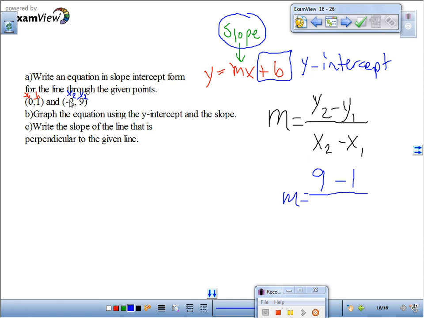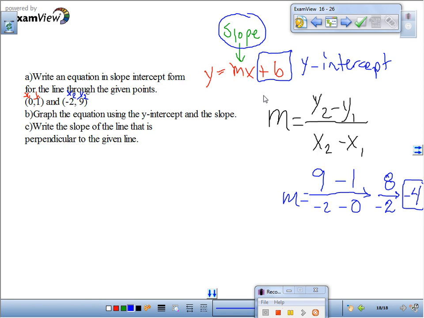Let's go with the x's. What is x sub 2? Negative 2. Minus, what is x sub 1? 0. Let's simplify that. What is 9 minus 1? 8. Over negative 2 minus 0, that's negative 2. What is 8 divided by negative 2? Negative 4. So now we have our slope.